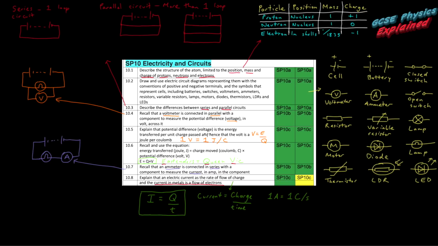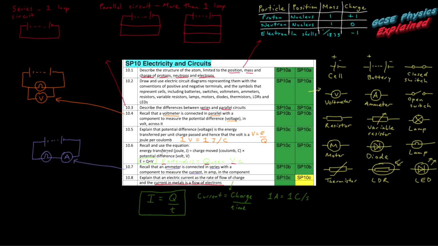Explain that potential difference, or voltage, is the energy transferred per unit charge passed, and hence that the volt is a joule per coulomb. Bit waffly. Basically it means to get the voltage, just do the energy and divide it by the charge. Energy is measured in joules, charge is measured in coulombs. They'll often ask you for an alternative unit for the volt, so you could say it's the joule per coulomb.